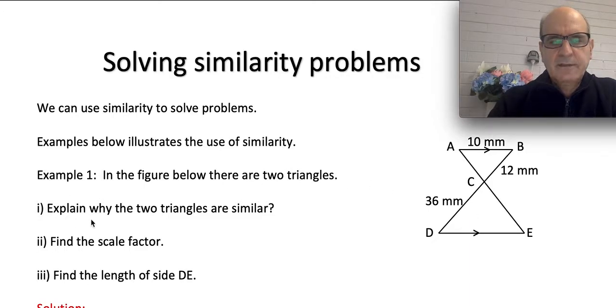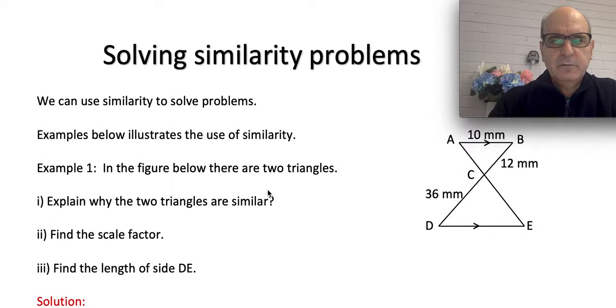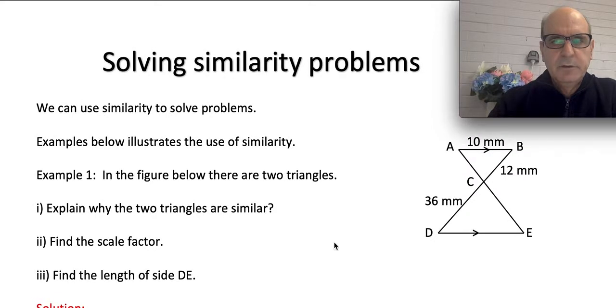Part 1, explain why the two triangles are similar. Part 2, find the scale factor. And part 3, find the length of the side DE. Okay, so 3 parts to this question. First of all, why they are similar.